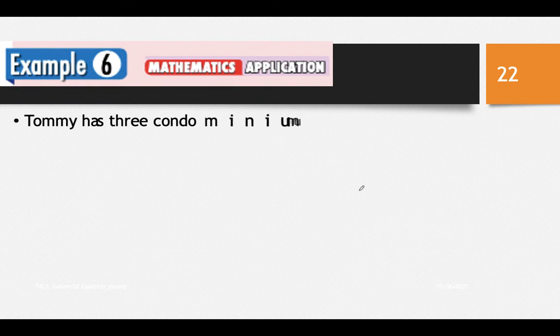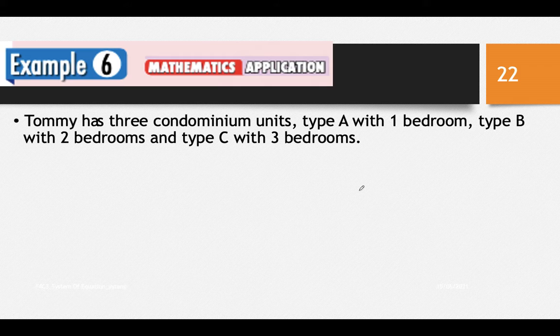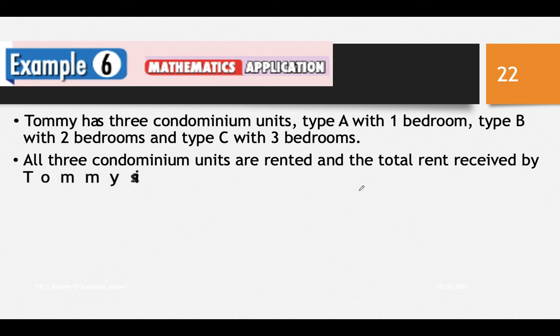Ini ialah problem. Tommy has 3 condominium units. Type A with 1 bedroom, type B with 2 bedrooms, and type C with 3 bedrooms. 1, 2, 3. Okay. All 3 condominium units are rented and the total rent received by Tommy is 1,240 ringgit per day.